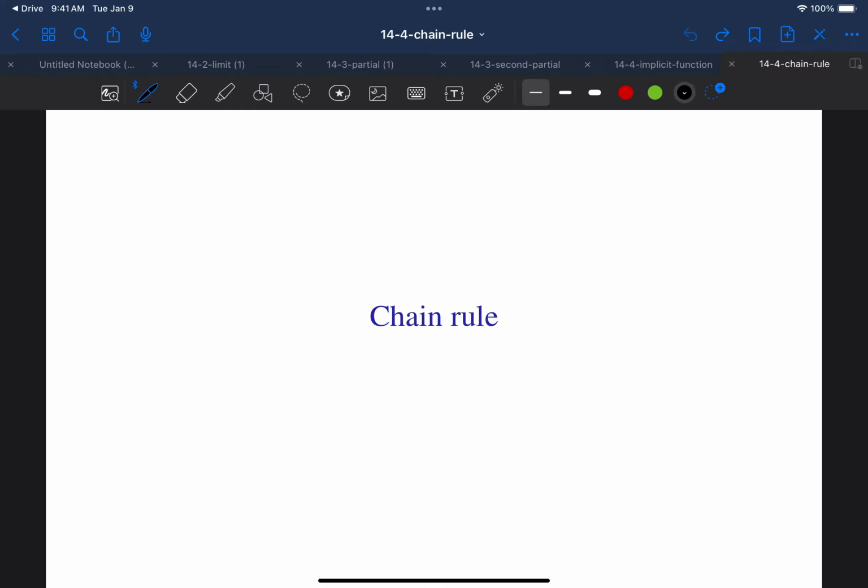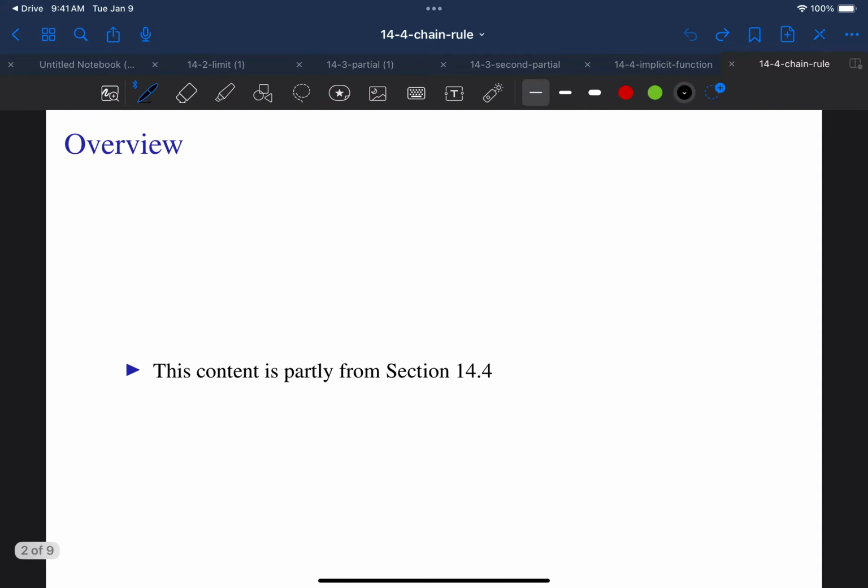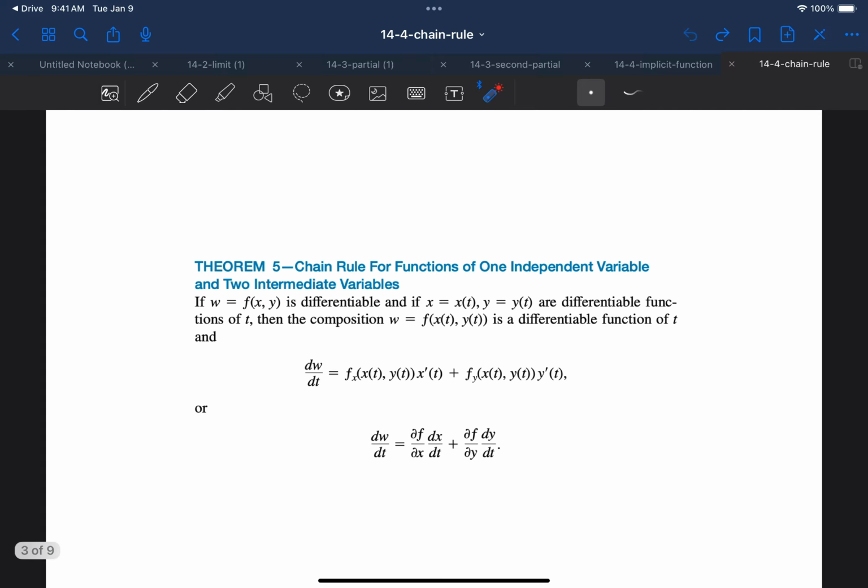Hello everybody. In this video we're going to talk about the chain rule, which is a very powerful tool to calculate partial derivatives. It's from section 14.4. So we're going to divide the chain rule into several cases, and we start with the easiest one.